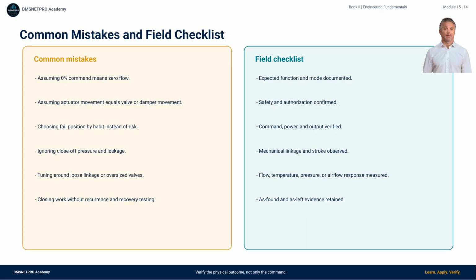Most mistakes in final control troubleshooting come from stopping too early. A command is treated as proof, a moving actuator is treated as proof, a closed command is treated as zero flow. A symptom disappears and the work is closed without testing recurrence. The field checklist protects the team. Document the function and mode. Confirm safety and authority. Verify command, power and output. Observe mechanical linkage and stroke. Measure the process response. Retain as found and as left evidence.